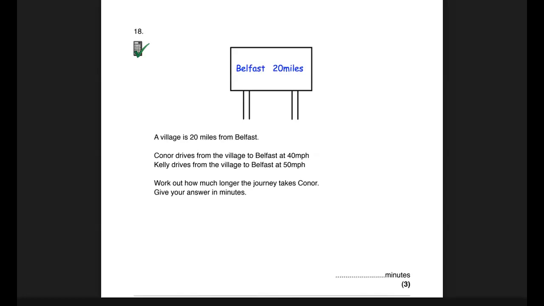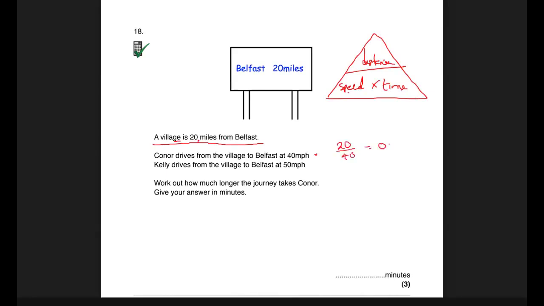So can you see, it's 20 miles from the village to Belfast. So check it here. So this is the triangle I told you about. Speed. Distance. So time equals distance divided by speed. Distance is 20 divided by 40. That's going to be what? 0.5 hours. That gives you 30 minutes.